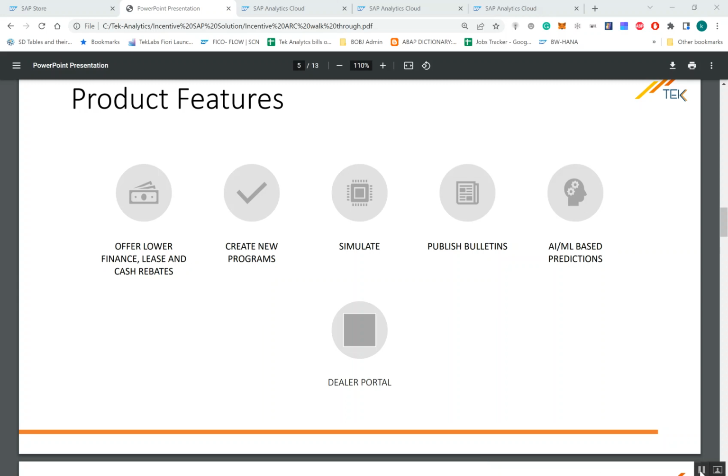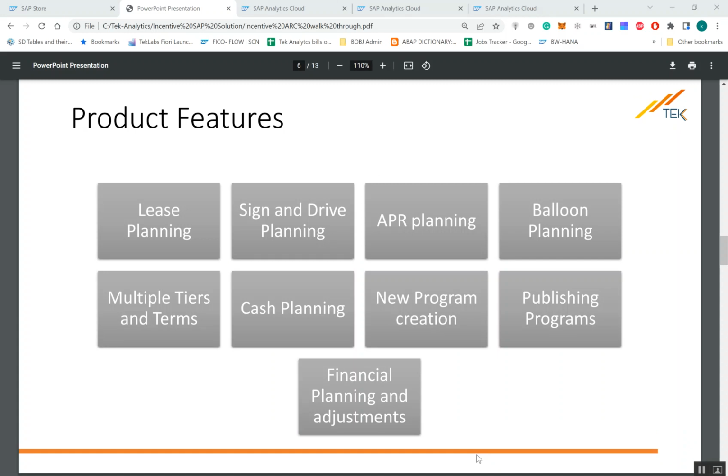Our key technical features are that the solution is capable of lease planning, financial planning, APR planning, and balloon planning. Within lease planning, we have an out-of-the-box sign and drive capability, where planners can use a sign and drive flag. We can derive subvented monthly payments based on your due at signing and subvented money factor. We have many features which are directly out of the box. Apart from planning, it also supports complete financial adjustments, once the actuals flow in, for how we can readjust or reforecast.